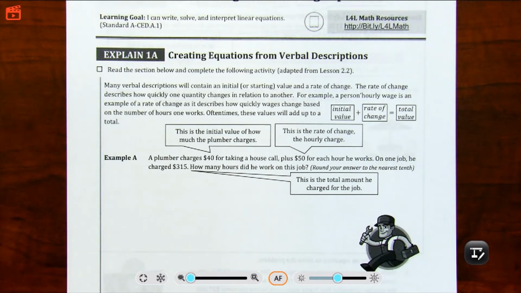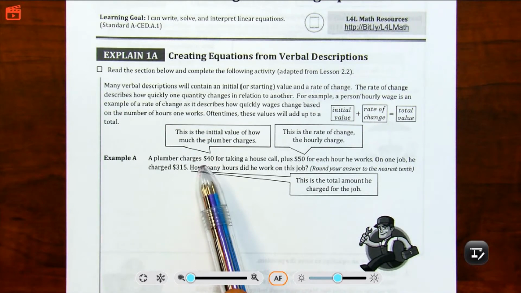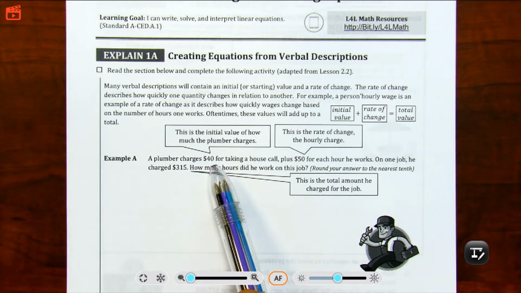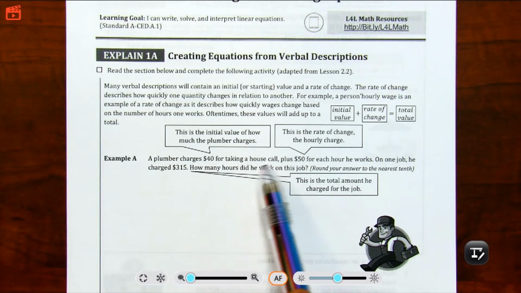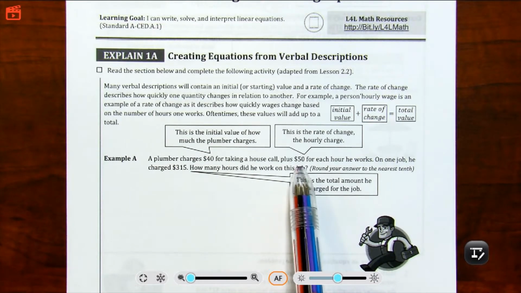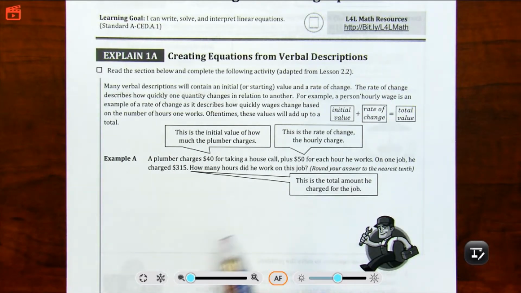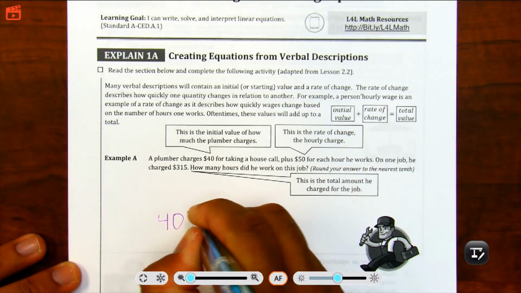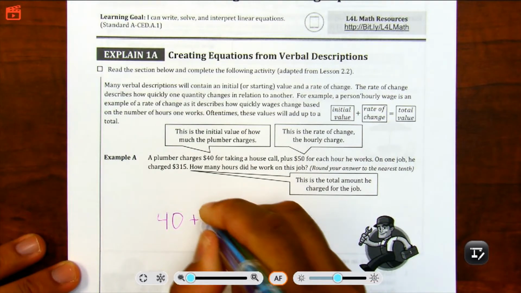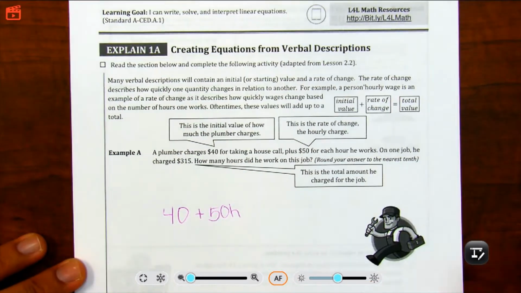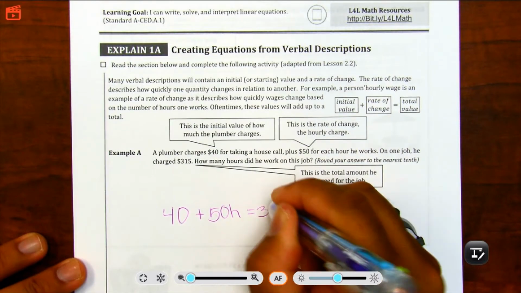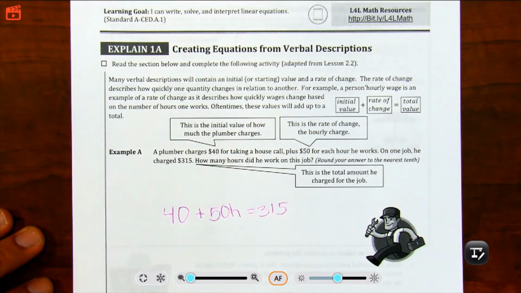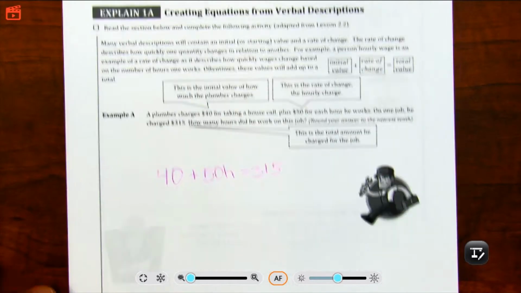So $40 is the initial value. Just for making the house call, he charges $40. Each hour he works at the house is $50. That's the rate of change. And the total amount that he charged was $315. So my equation will be 40 plus 50h, I'm using h for hours, is equal to 315. Now from lesson 1.1, we can solve this equation by using the properties of equality.